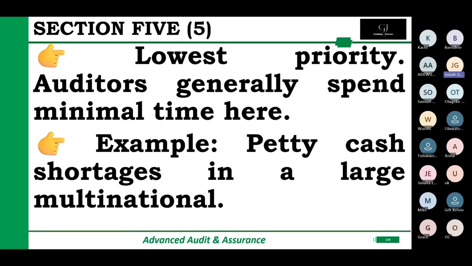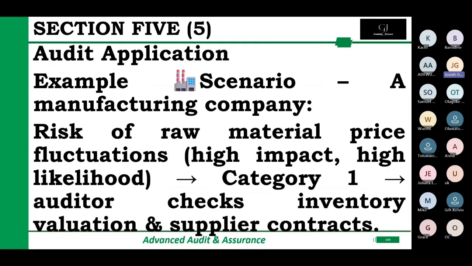It doesn't mean you shouldn't attend to it, because small pilferings or missing money like that could culminate in bigger ones, but then don't waste your time, just address it and move on. So the audit application about this is that an example could be a manufacturing company, for example, that deals with manufacturing from raw materials to finished goods.